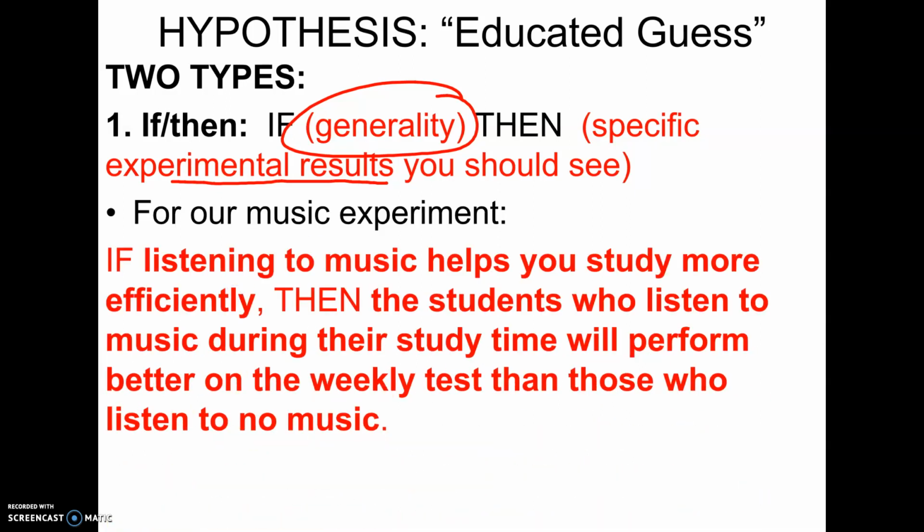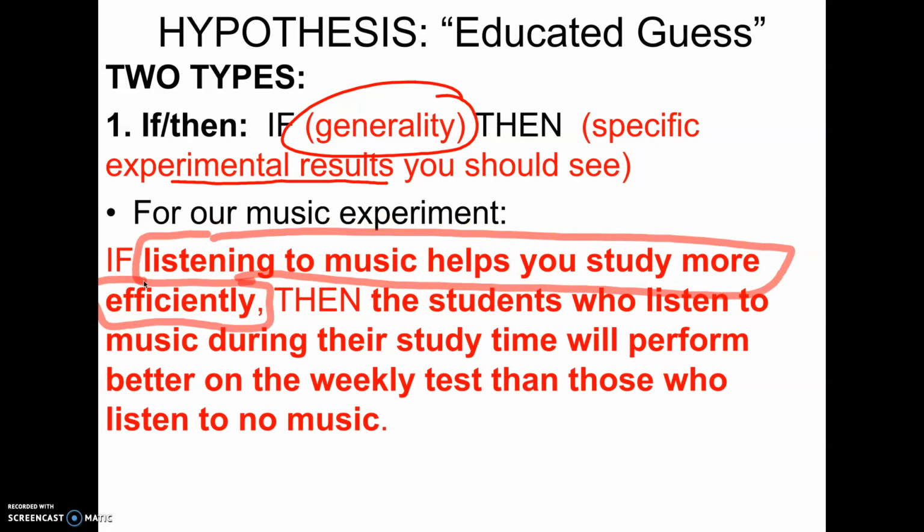So here is a sample. If listening to music helps you study more efficiently, so notice that if I just look at my if right here, listening to music helps me study more efficiently, I already know the whole hypothesis. That is my hypothesis, really. What the then tells me is how we're going to test it. Then, the students who listen to music during their study time will perform better on the weekly test. Aha! So I'm going to have a group of students that listen to music and another group that don't listen to music, and I'm going to give them a weekly test and compare the grades. I now know what the general experiment is going to be. So this would be an appropriate if-then hypothesis.